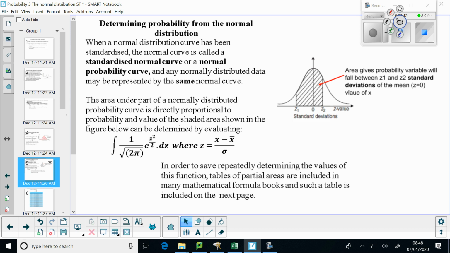We're studying calculus in the second half of the module in February, and you'll see why you aren't needing to do that in a minute. Whatever area you're trying to find, you'd have to do that calculation over and over again. So, in order to save repeatedly determining the values of that function, tables of partial area are included in many mathematical formula books, and such a table is included on the next page.